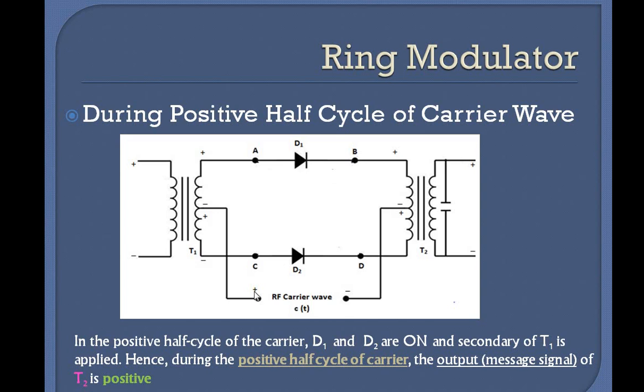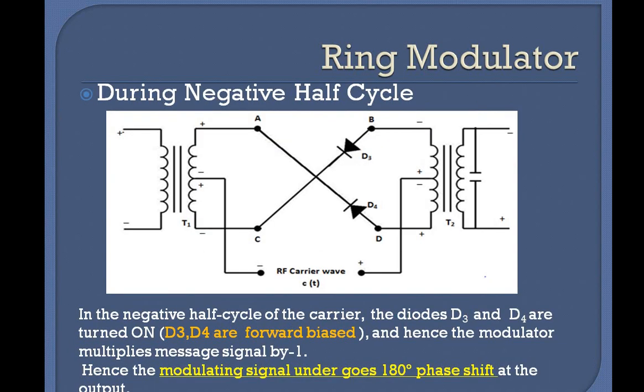And the secondary of your T1 is applied. What is the secondary of T1? Here the message signal is applied to which transformer? To the center tapped transformer T2, and the output, your modulated wave, will be the positive cycle. That was during the positive cycle.